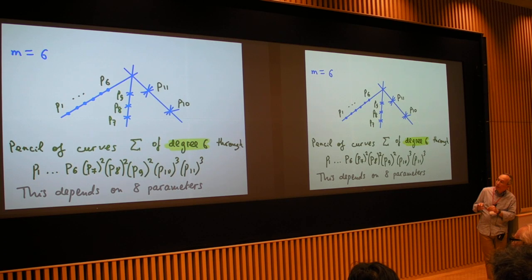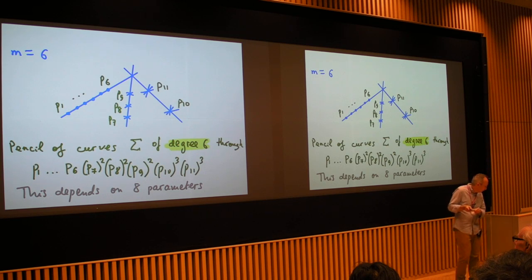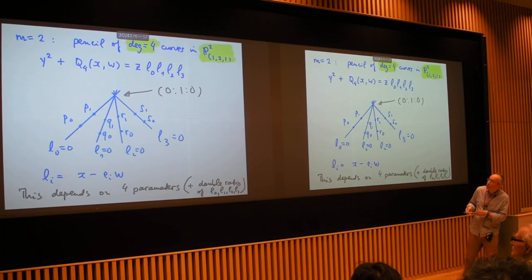And for m equals 6, it looks like this. You have 6 points here, 3 double points on that line, and 2 ordinary triple points on that line. So now curves are of degree 6, and they need to pass through these points. Effectively this is a pencil of elliptic curves of degree 6.